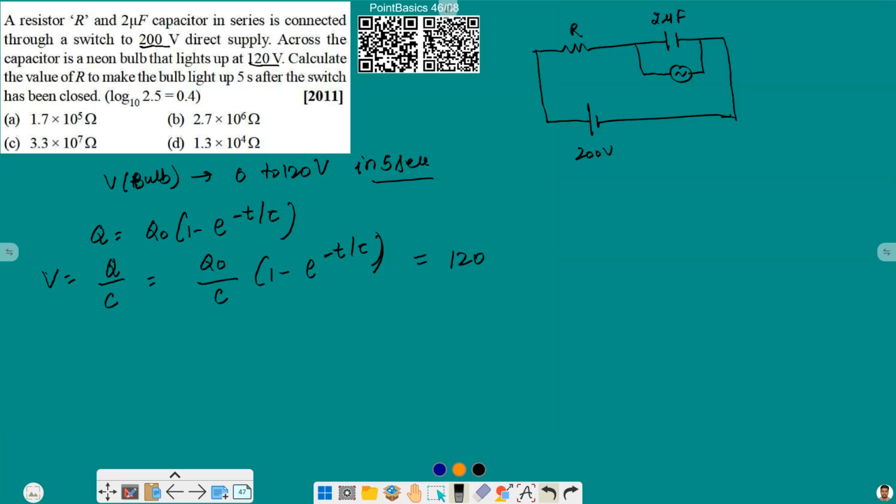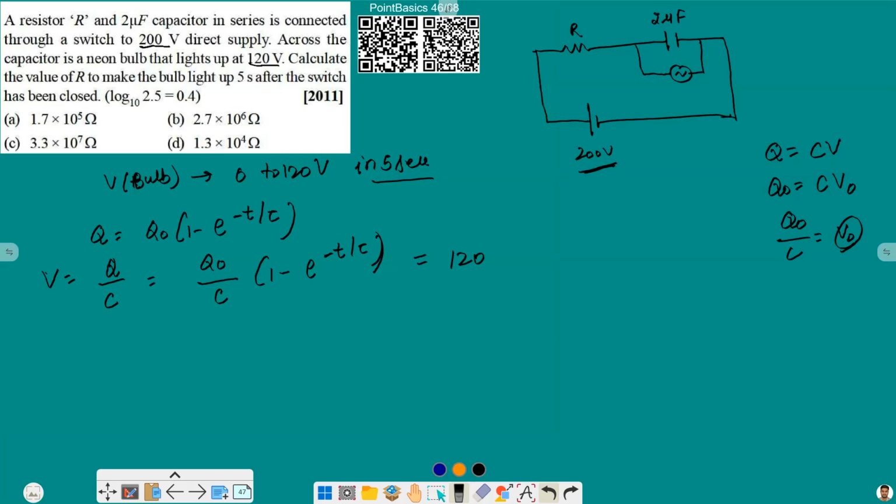So q0 by c is equal to the original voltage or V0, because q is equal to CV, and when the capacitor is fully charged, the voltage is at its maximum value, so it is CV0. So we can say q0 by c is equal to V0, that is the original voltage, that is 200 volt.